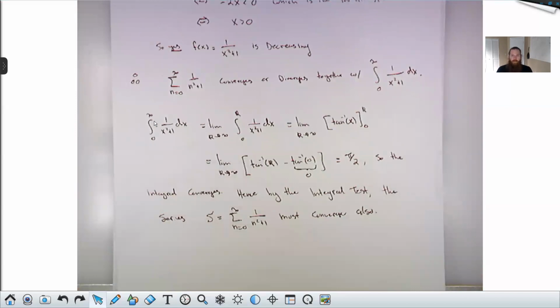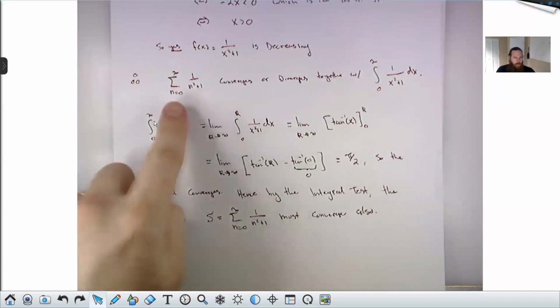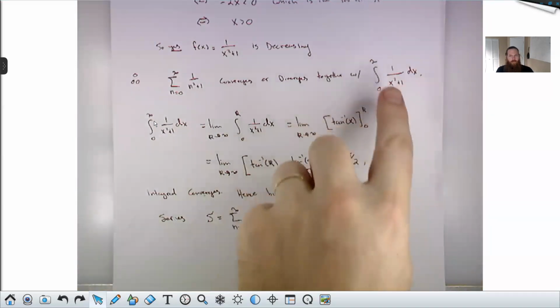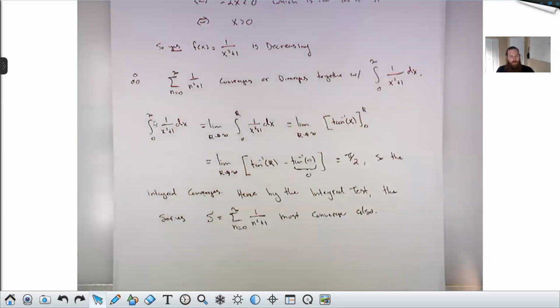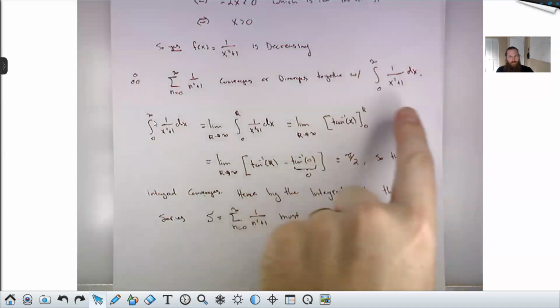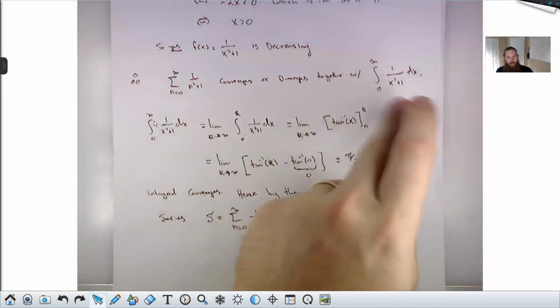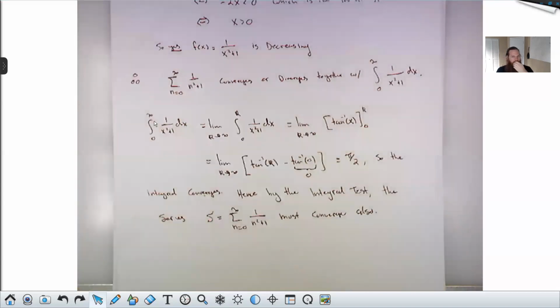Once we knew that the two things played the same, we say, all right, well, I want to know about the series, and I know how to calculate integrals. So let me calculate this integral. If I learn that this integral converges, then I will learn that the series converges. And if I discover that the integral diverges, I will know that the series diverges. And in this case, the integral converged, so we're able to infer that the series converges. Cool, right?